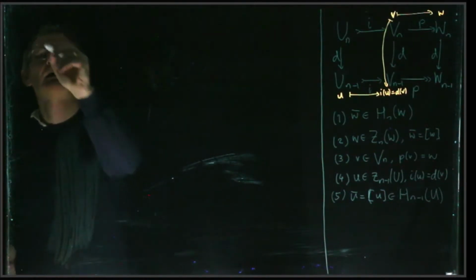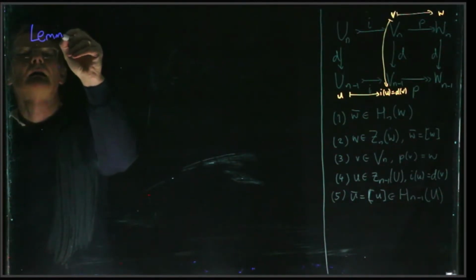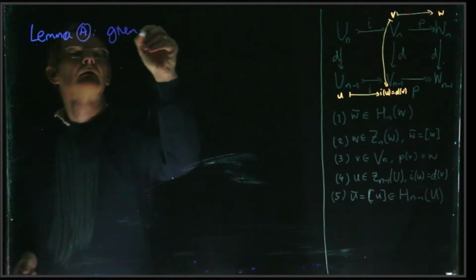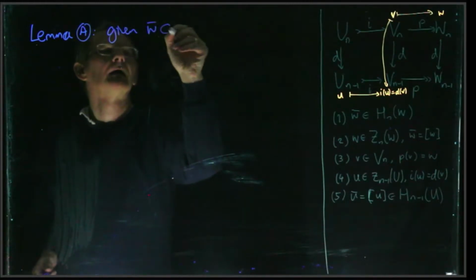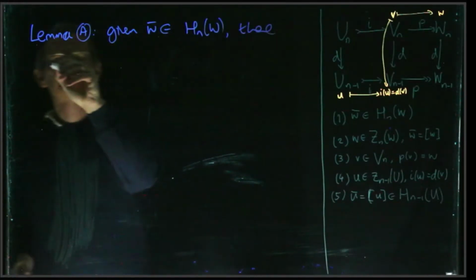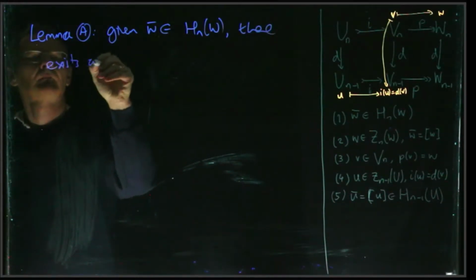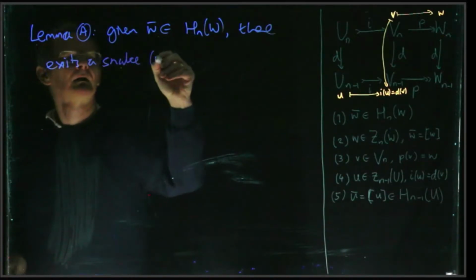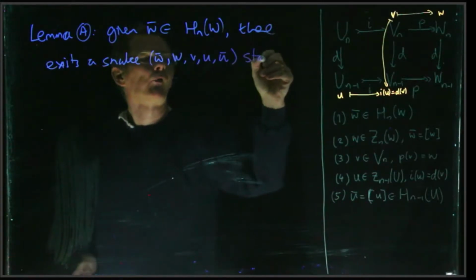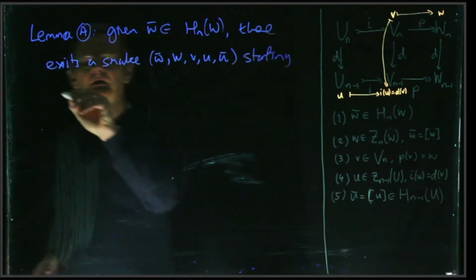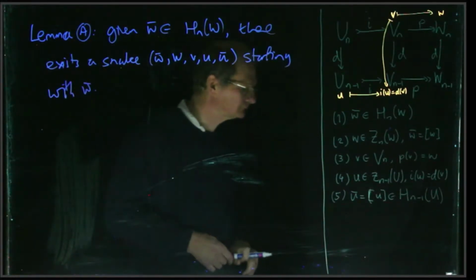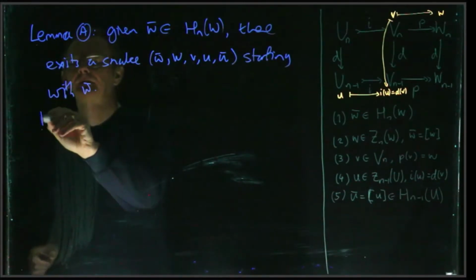And so lemma A said: given w bar in Hn W, there exists a snake w bar, w, v, u, u bar, starting with w bar. And the proof.